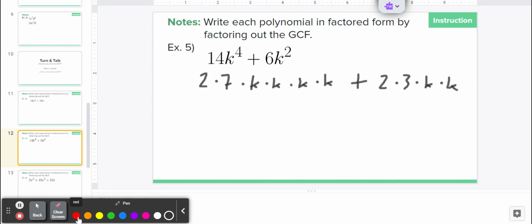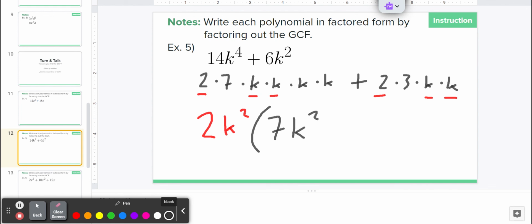All right, then we identify what the common factors are. 2 and 2 show up in both. And we have a k and a k that show up in both, and then another pair of k's. So out in front, our greatest common factor is going to be 2k squared. And that leaves us with what we're going to write inside the parentheses. In our left term, it's 7k squared. And in our right term, it's simply 3. That sums up the examples that we're going to do today. Again, we're skipping example 6.